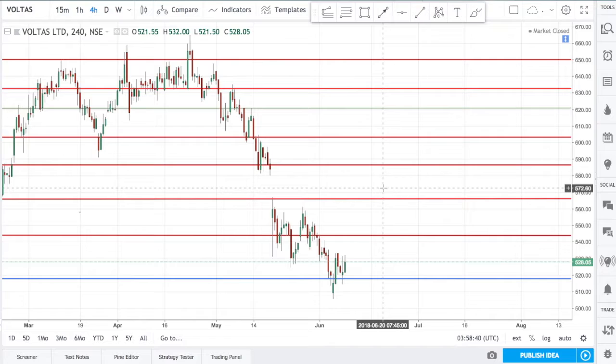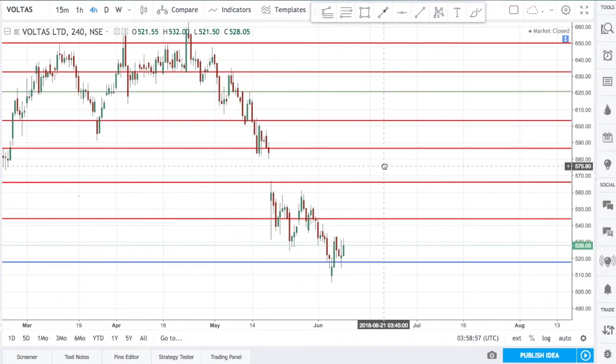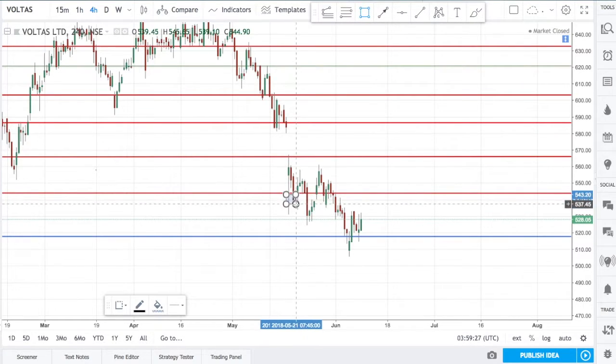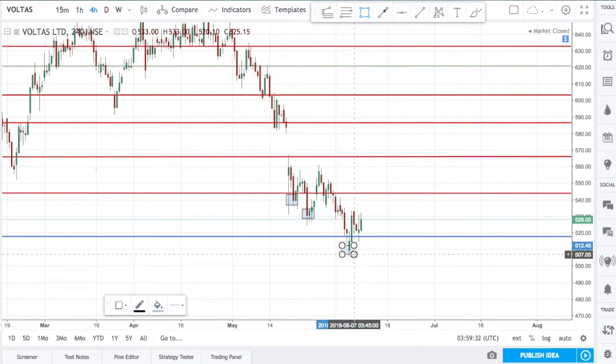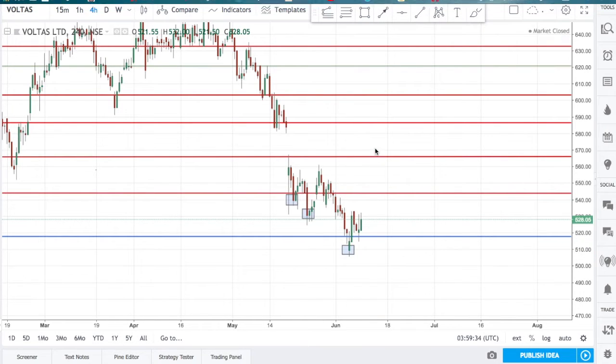For a counter trend trading opportunity, what is the requirement? The requirement is to have 3 lower lows accompanied with an RSI divergence. On this chart of Voltas, let's see if we can spot 3 lower lows along with an RSI divergence. We have a low here, another low here, and another low here.